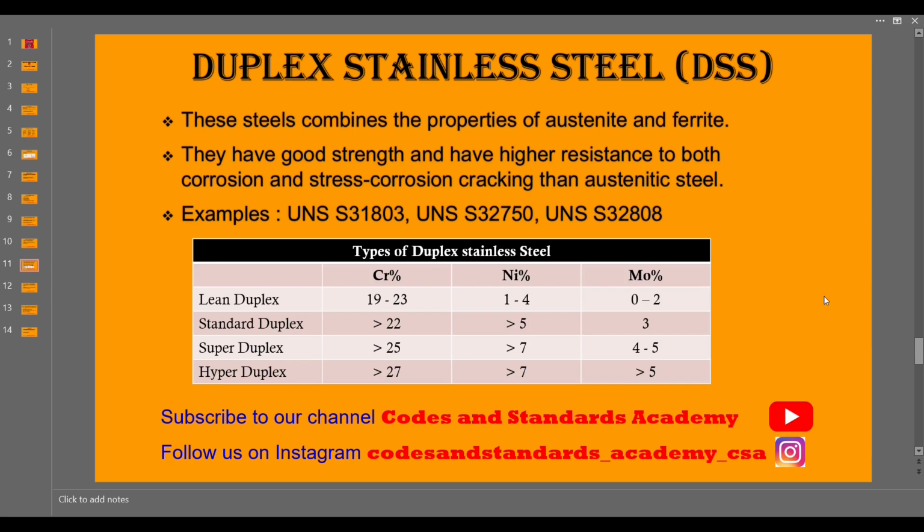We have four types of duplex stainless steel: lean duplex, standard duplex, super duplex, and hyper duplex. As you see, the chromium content for hyper duplex steel is more than 27%, which means the hyper duplex stainless steel has the highest corrosion resistance when compared to all these duplex stainless steels.